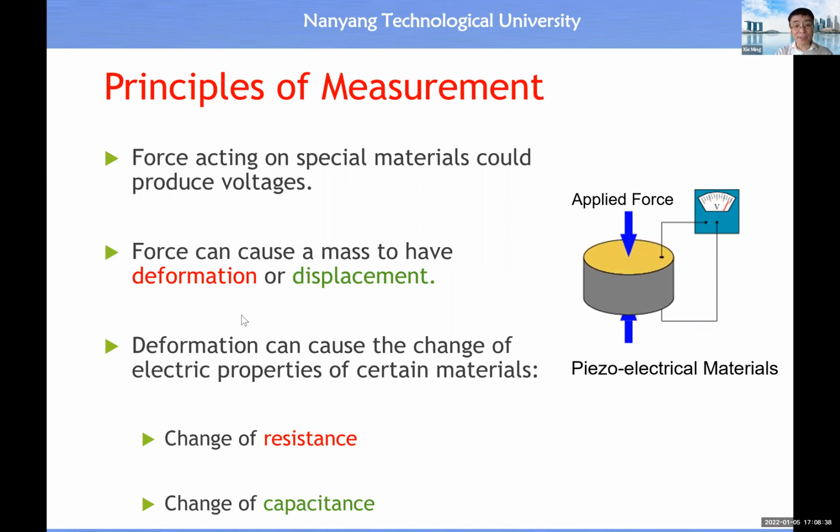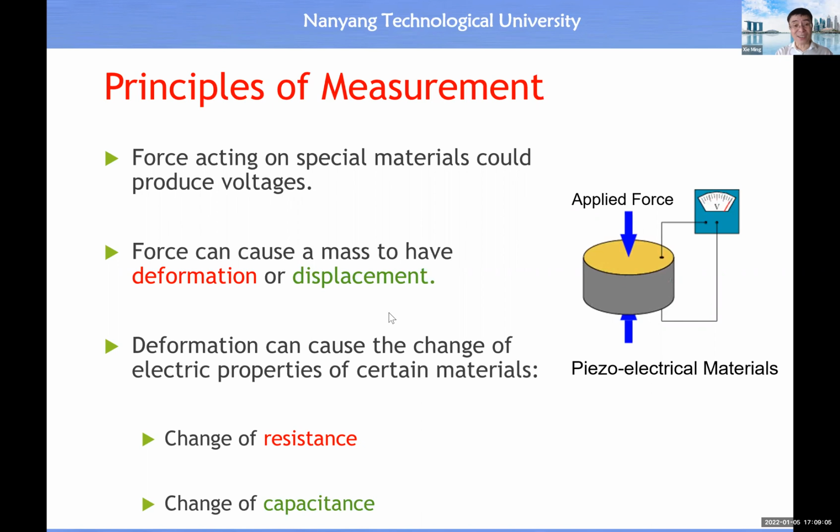The second principle is for us to make use of this property in which force can cause a mass to have a deformation. Then when there's a deformation, this deformation will make, for example, a strain gauge change the conductance or resistance. Then by measuring resistance, we should be able to measure force.